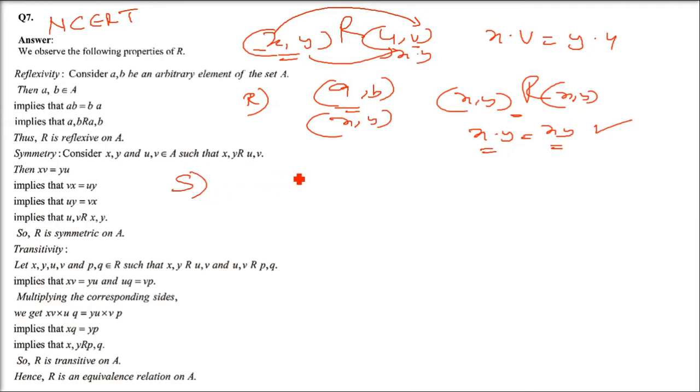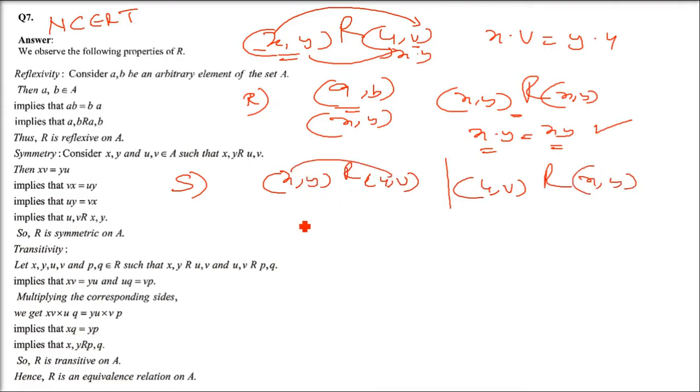Coming to symmetric. Symmetric is saying if (x, y) is related to (u, v), then (u, v) should also be related to (x, y). How this is related, we know already, the question is given, xv is yu. Here also you get u into y related to v into x, and that is exactly similar to the first one.